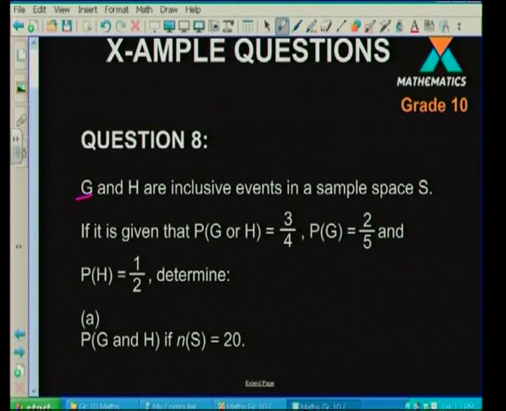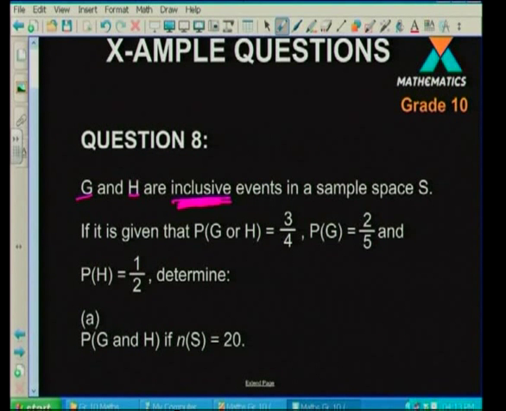They firstly tell us that G and H are inclusive events. That's very, very important. In a sample space S, it is given that the probability of G or H is 3/4. The probability of G is 2/5. And the probability of H is 1/2. They then ask us to determine the probability of G and H.